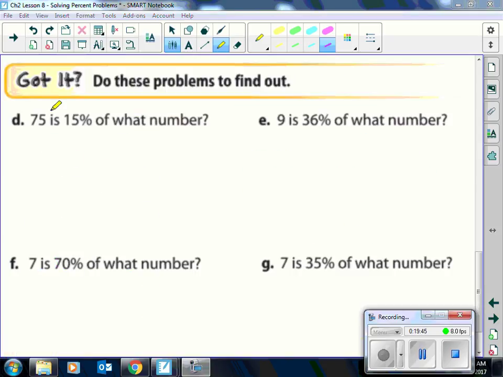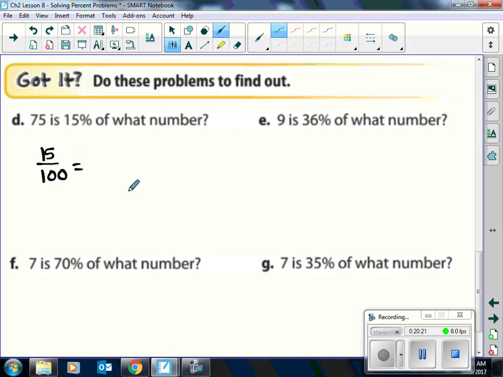So here we have, 75 is 15% of what number? Now, I'm going to tell you that I'm not going to ask you, well, maybe I'll ask you to do a number line. But these, we're going to do these by calculating. Okay? So we can change the 15% to a fraction, right? So we're going to write our percent proportion. So 15% becomes 15 over 100.